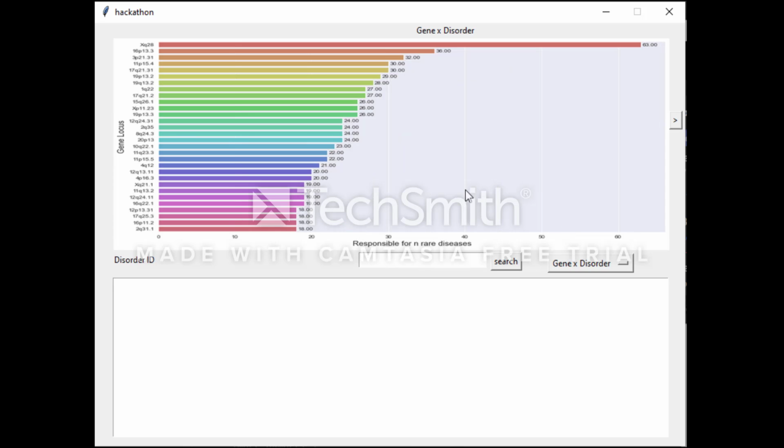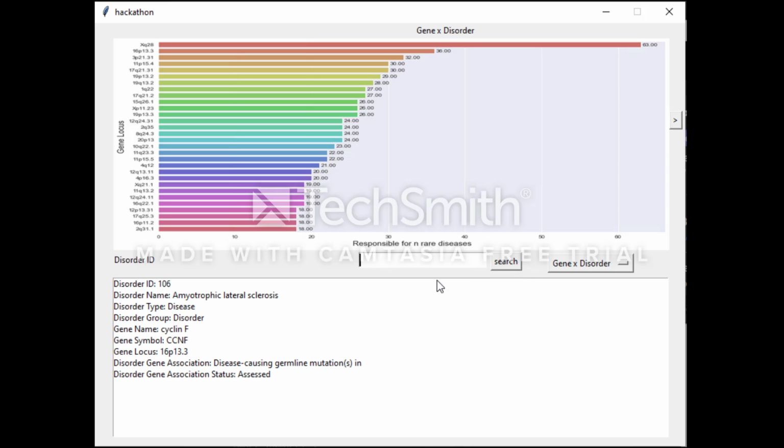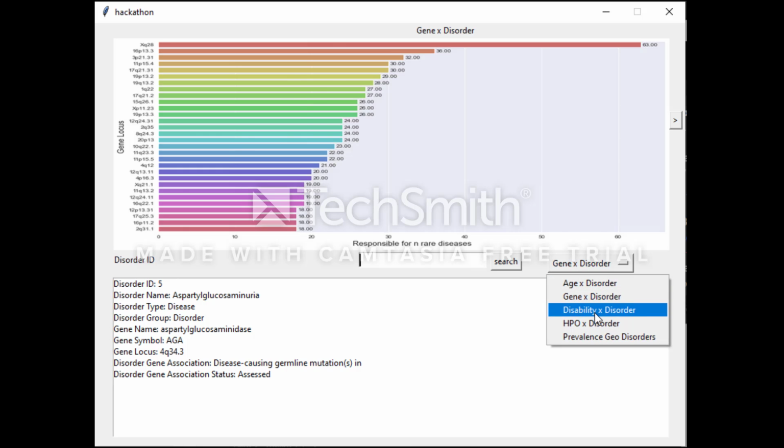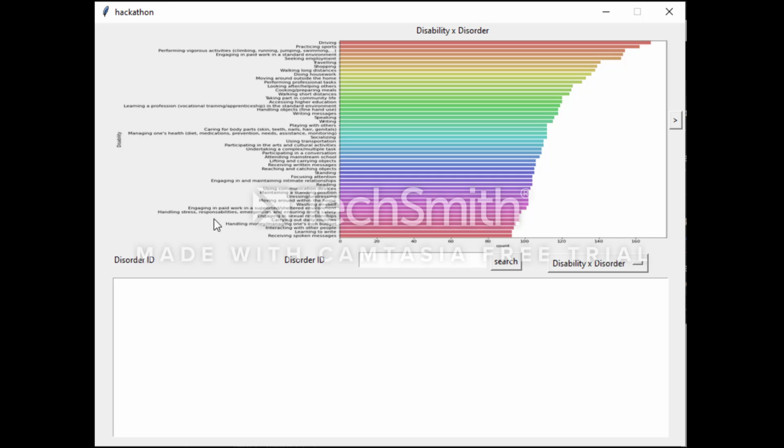The next graph is about gene loci. Each gene has a particular location on the DNA called a locus, which stores this gene. With the graph, we can see, for example, that in group Xq28, there are genes responsible for 63 rare diseases. In addition, typing the ID of a rare disease will supply the user with useful information like the related gene and the related locus. Talking about disabilities now, the image displays the most common disabilities in the data set.